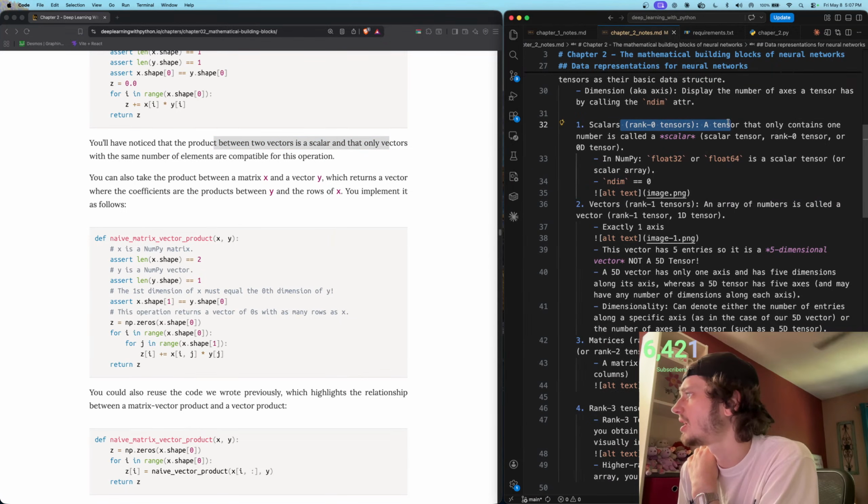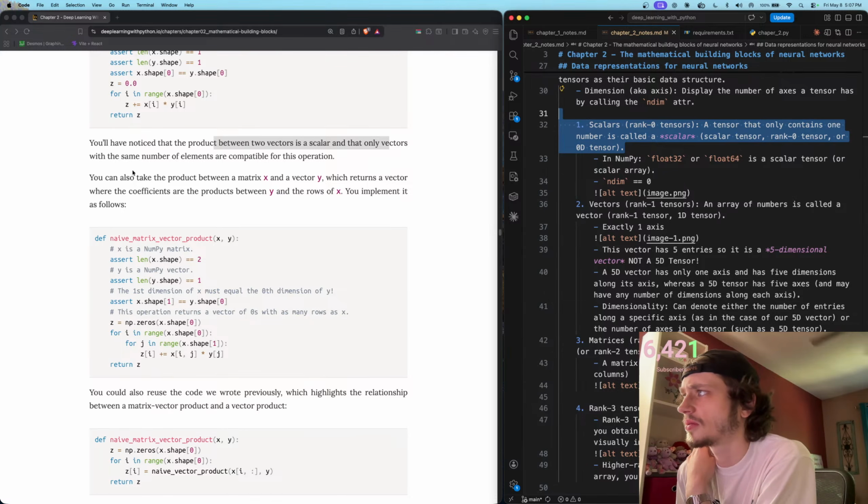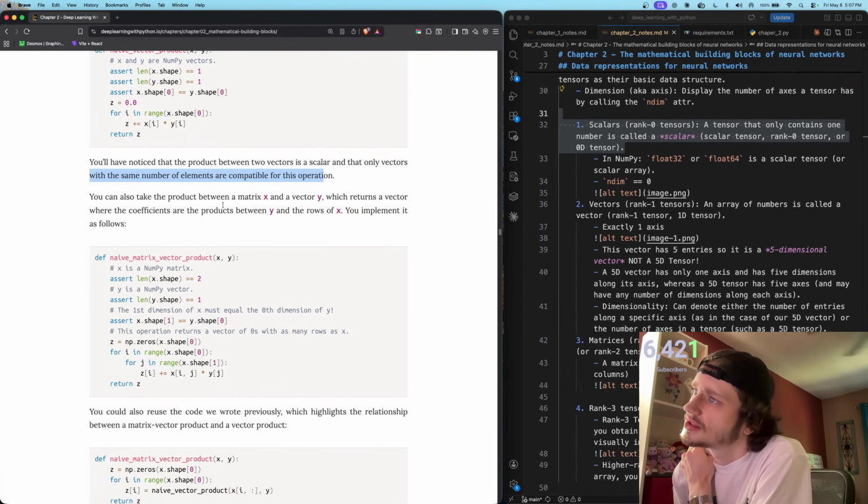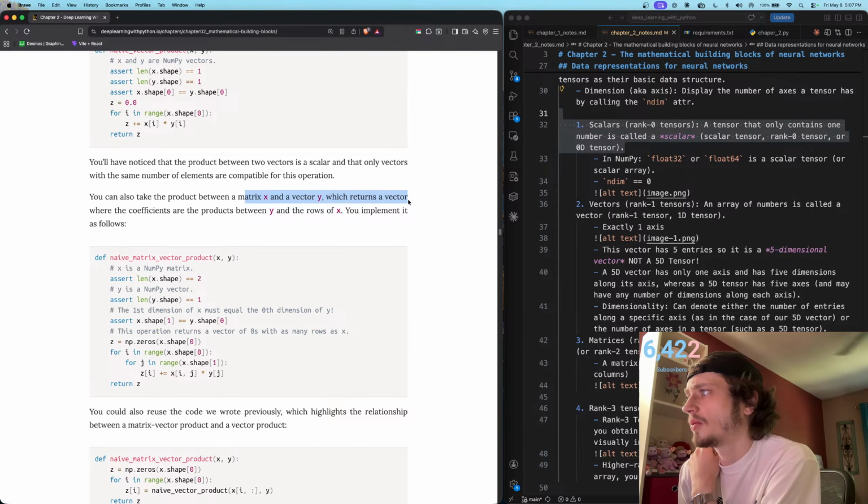A rank 0 tensor, a tensor that only contains numbers, is a scalar tensor. You'll have noticed that the product between the two vectors is a scalar, and only vectors with the same number of elements are compatible for this operation. You can also take the product between a matrix x and a vector y, which returns a vector where the coefficients are the products between y and the rows of x.